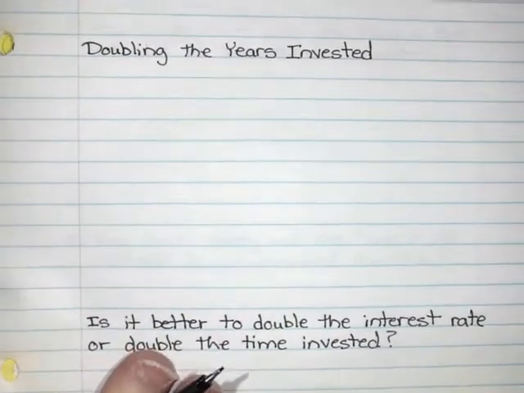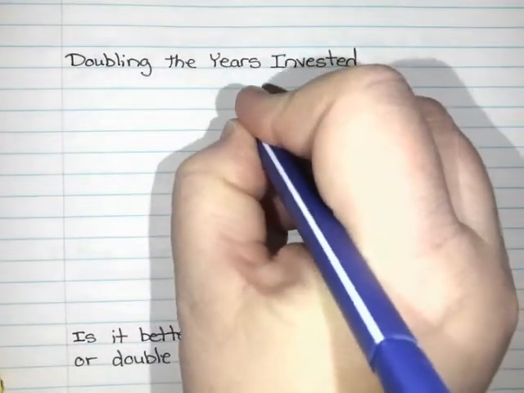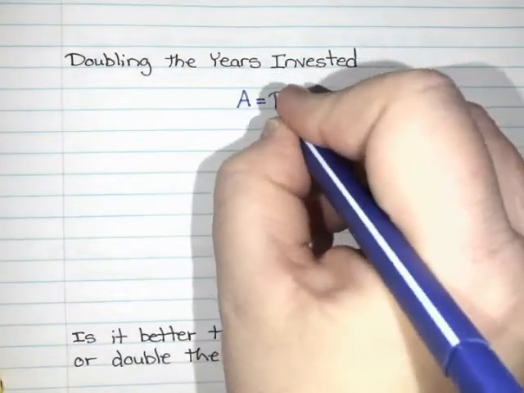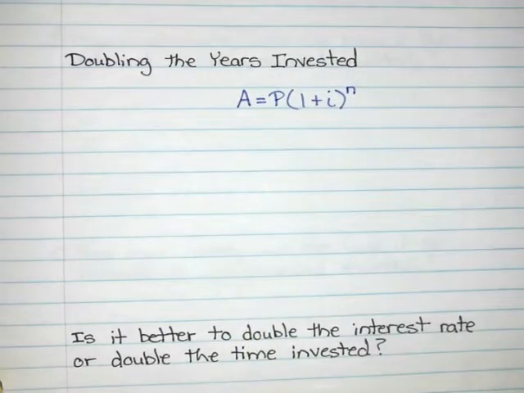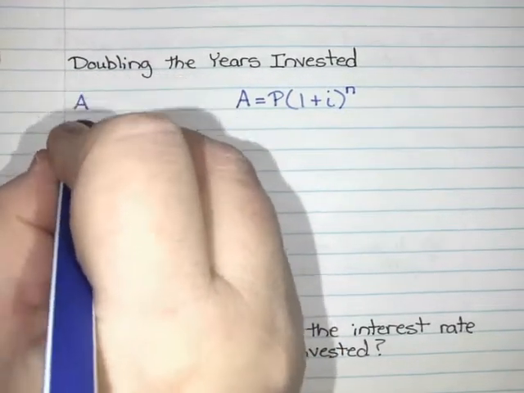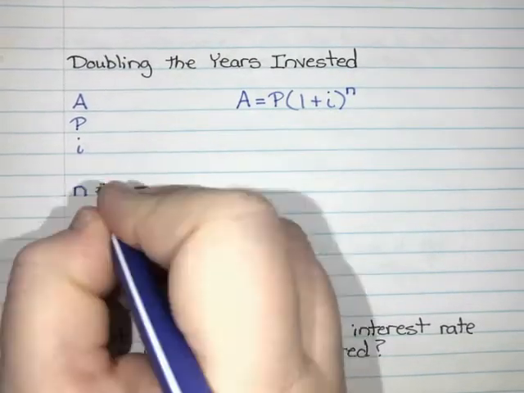So this question is a compound interest question. So I am going to use the compound interest formula, which is A equals P times 1 plus i to the power of n. I'm going to list my variables down the side. I'm going to leave a little extra line for i because it requires some work.